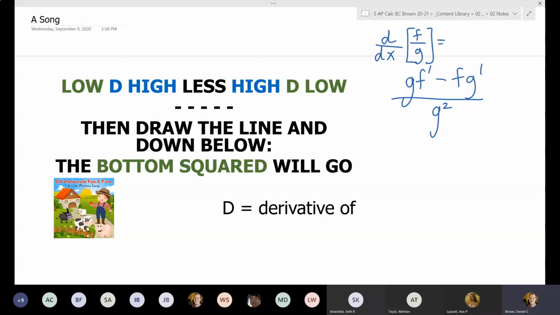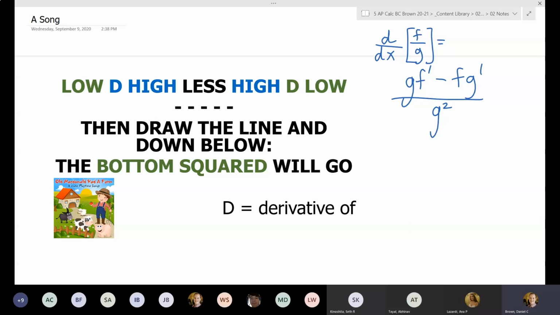It goes low, D high, less, high, D low, da da da da da. Then draw the line, and down below, the bottom squared will go.